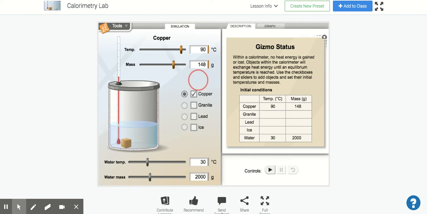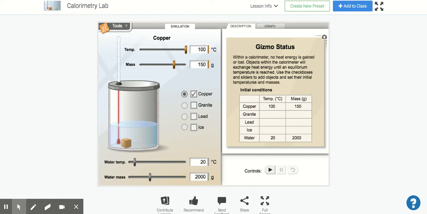Let's go with 150 grams of copper. And I'm going to start my copper off at 100 degrees Celsius. And I'm going to start my water at, let's go with 20 degrees Celsius. And I'm going to use 2,000 grams of the water. So I'm just going to use the standard amount that's here.